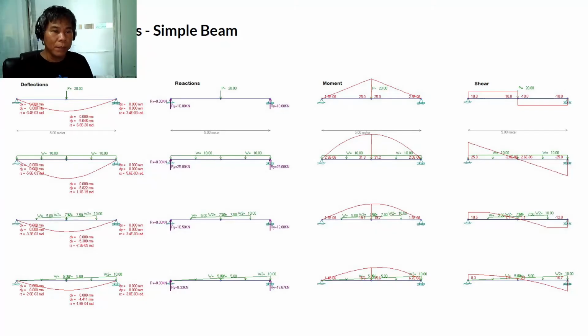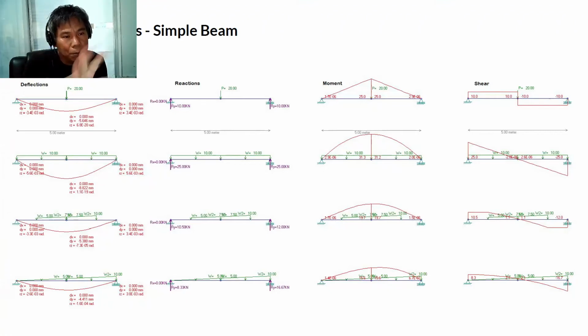First, for the beams, as you will see, I use the GRASS software. GRASS means Graphical Rapid Analysis Structures Program. Anyway, I hope you were able to download it and install it on your laptop or PC. You try to play with it. I use that software to model our structure and then analyze it so that you will get the results, the reactions, moment, and shear.